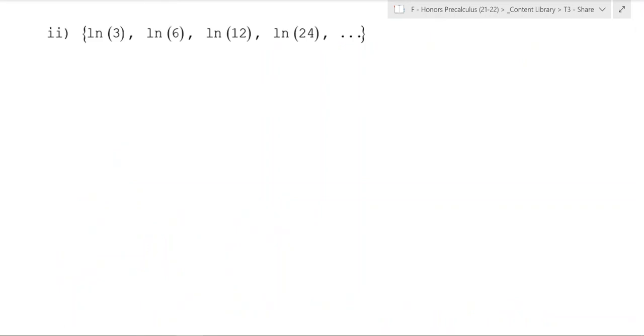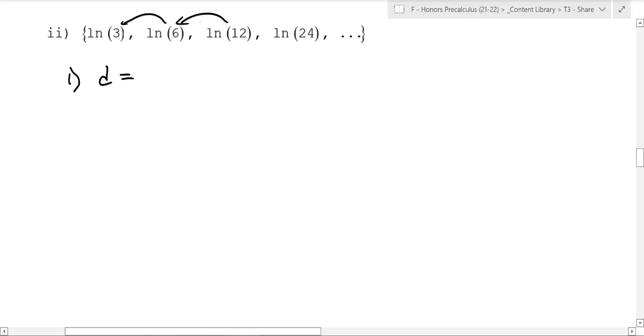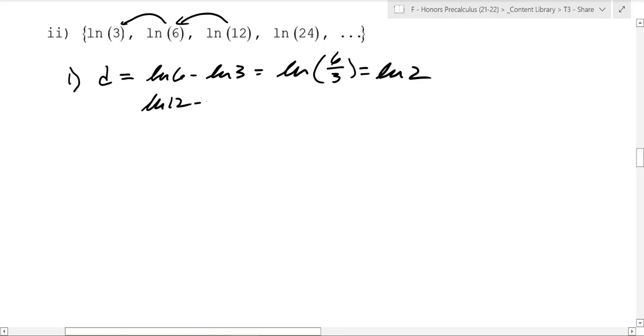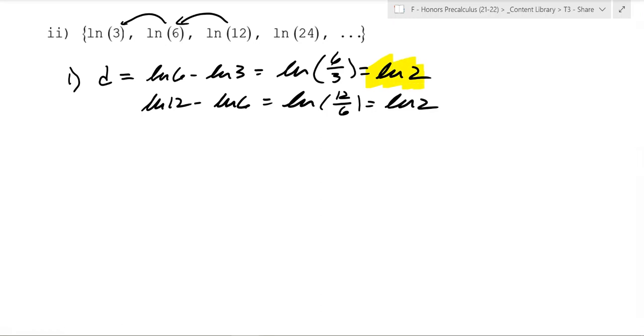These are just numbers, and we do the same process here. So what's the common difference? Well, the common difference is you subtract the two things. So it's this minus this, or this minus this, and it looks different, but it's ln 6 minus ln 3. And log rules state that that's ln of 6 over 3, which is ln of 2. And you're going to get the same thing. Like if you did it with the next two, ln 12 minus ln 6, that's ln of 12 over 6, which is just ln 2. So in this case, the common difference is ln 2.